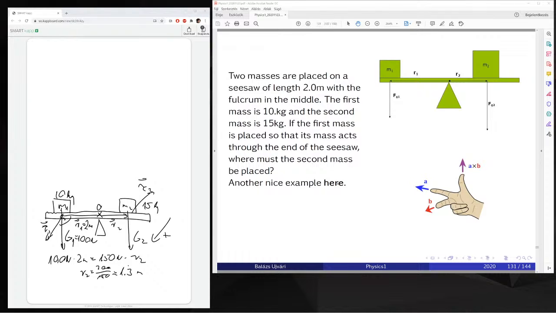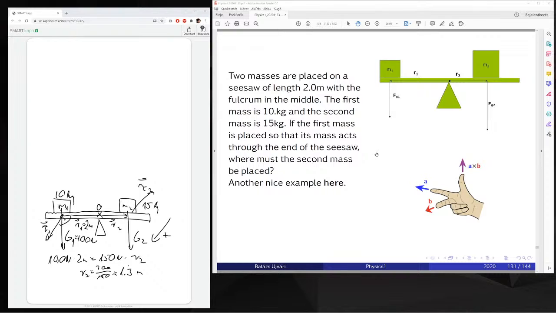This is a much more interesting ladder example. Please check it. It has some very practical advice how to solve this example. One other thing, so this is for rotation.